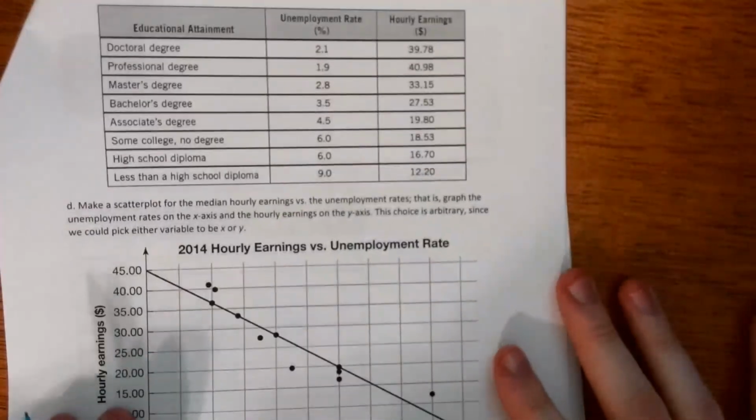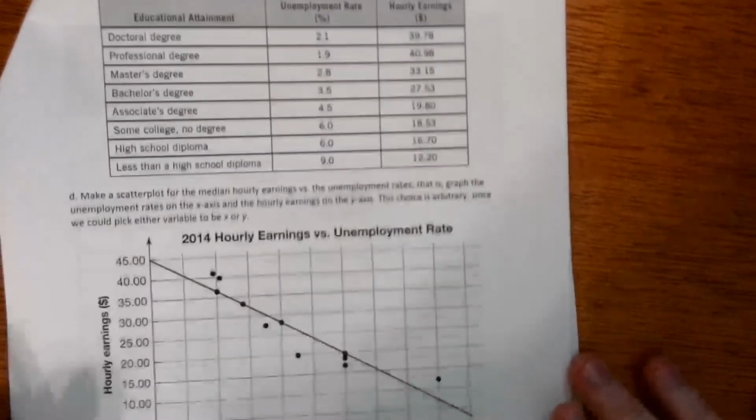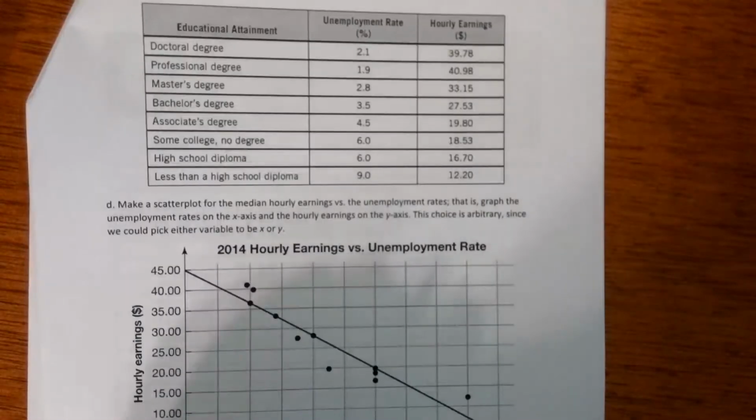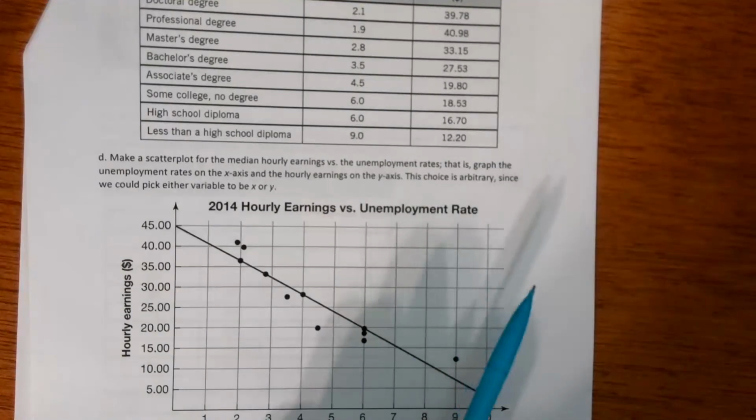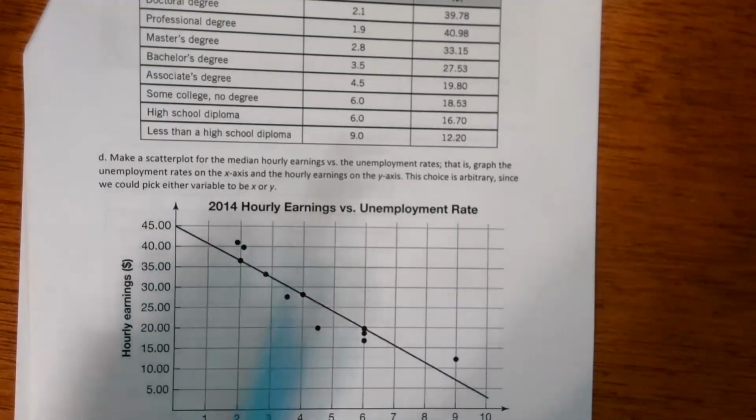So I couldn't fit everything on this problem on the last page, so I posted the answers here just in case you wanted to check your own. So D says, let's make a scatter plot for the median hourly earnings versus the unemployment rates. That is, graph the unemployment rates on the x-axis and the hourly earnings on the y-axis. It says this choice is arbitrary since we could pick either variable to be x and y.